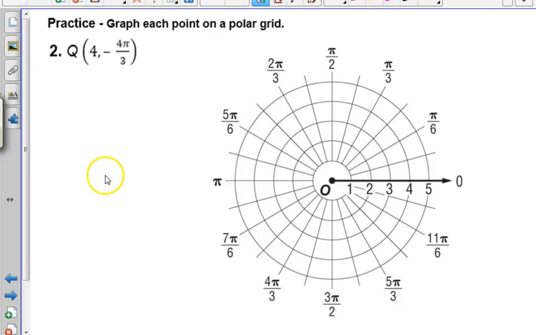Okay, negative 4 pi over 3. Okay, 4 pi over 3 is here, but I'm going that much negative, so I wind up on which line? Negative 4 pi over 3 winds up on the 2 pi over 3 line. And out 4, 1, 2, 3, 4 would be here. And that is Q. How we doing?